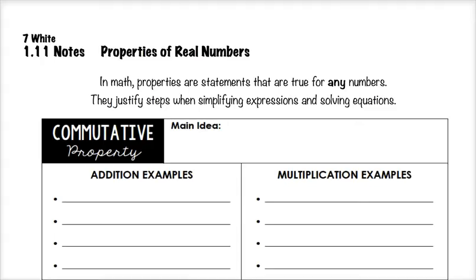So now that we've learned about how to classify numbers into their different number sets or number families, we're going to learn some rules, and some of them will be really obvious to you, about numbers and how numbers work in math. We use properties because they are useful in justifying our steps when we're simplifying expressions and solving equations. And justifying is a really good skill to have not only in math class but in life.